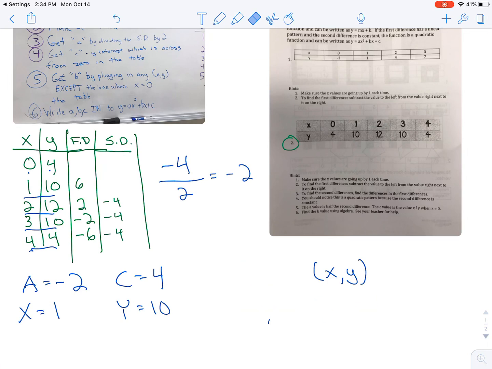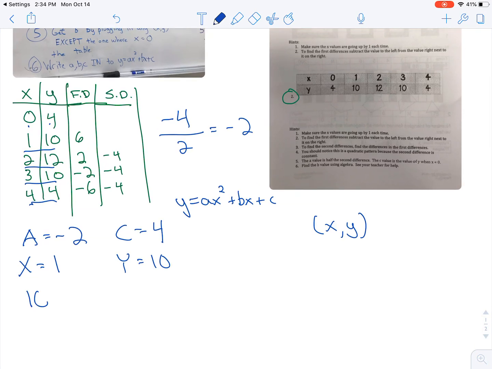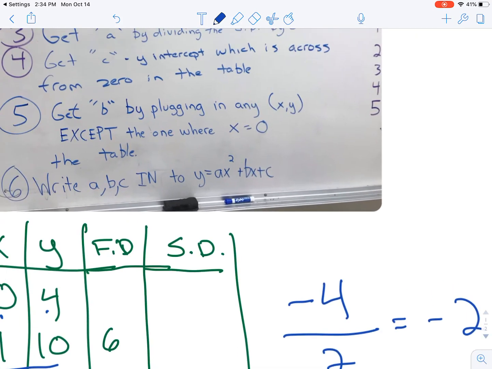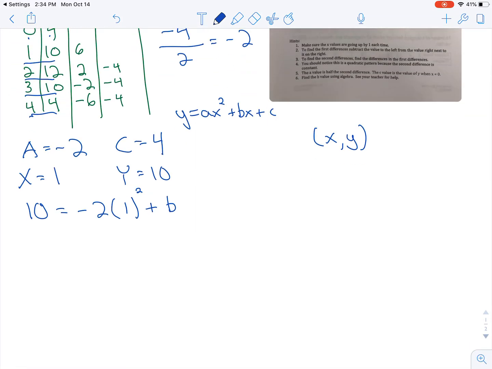For b, that's what we're after here is b. Okay, so we have to plug into the equation. And the equation is something you just need to memorize. a x squared plus b x plus c. So y is 10. So I'm going to go 10 is equal to a, which is negative 2, times x, which is 1, plus b. Remember, we're solving for b, okay? Get b by plugging in any x, y, except the one where x is 0 in the table. Okay, so that's why I'm doing this whole thing, is to get b. So b times x, which is 1, plus c, which is 4.